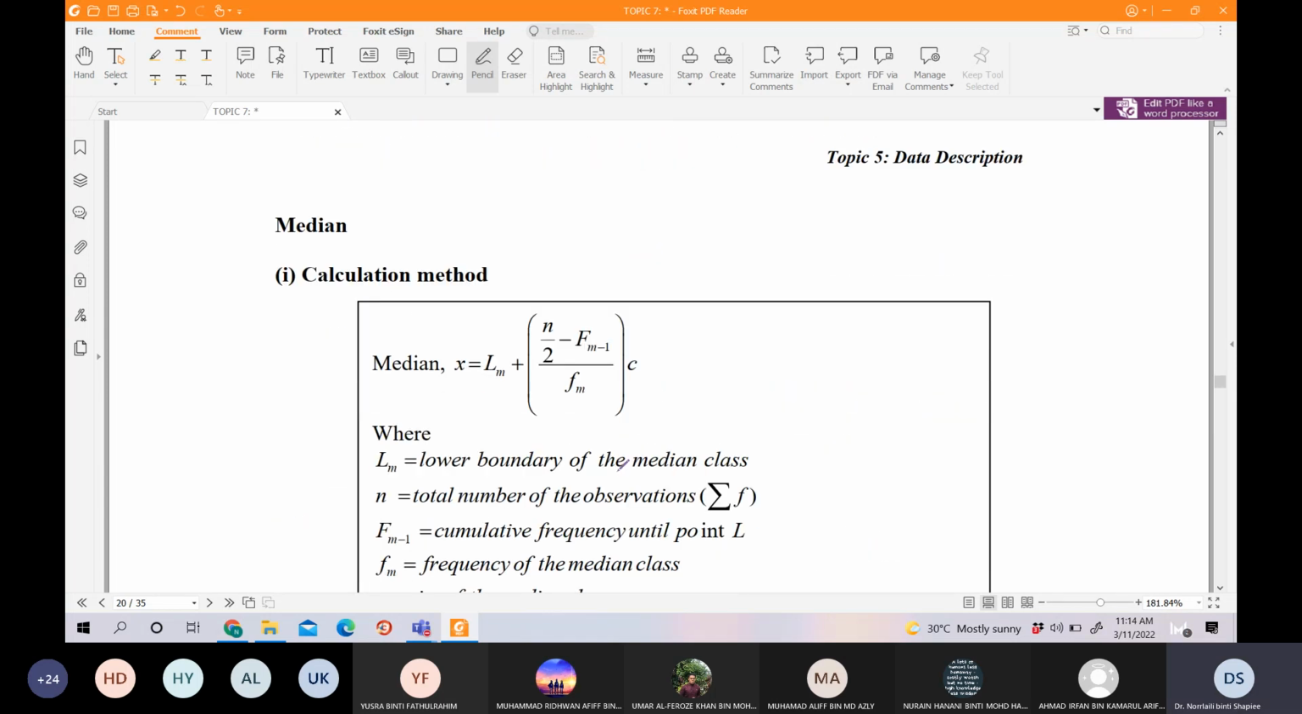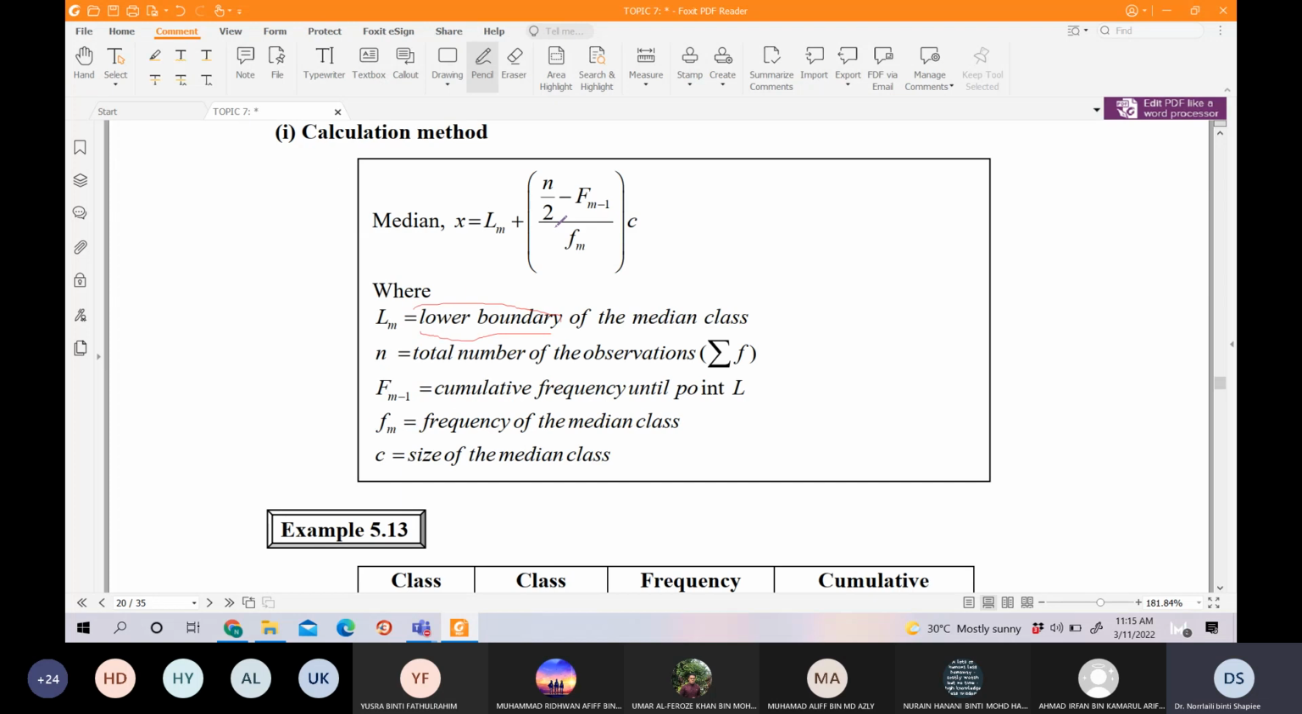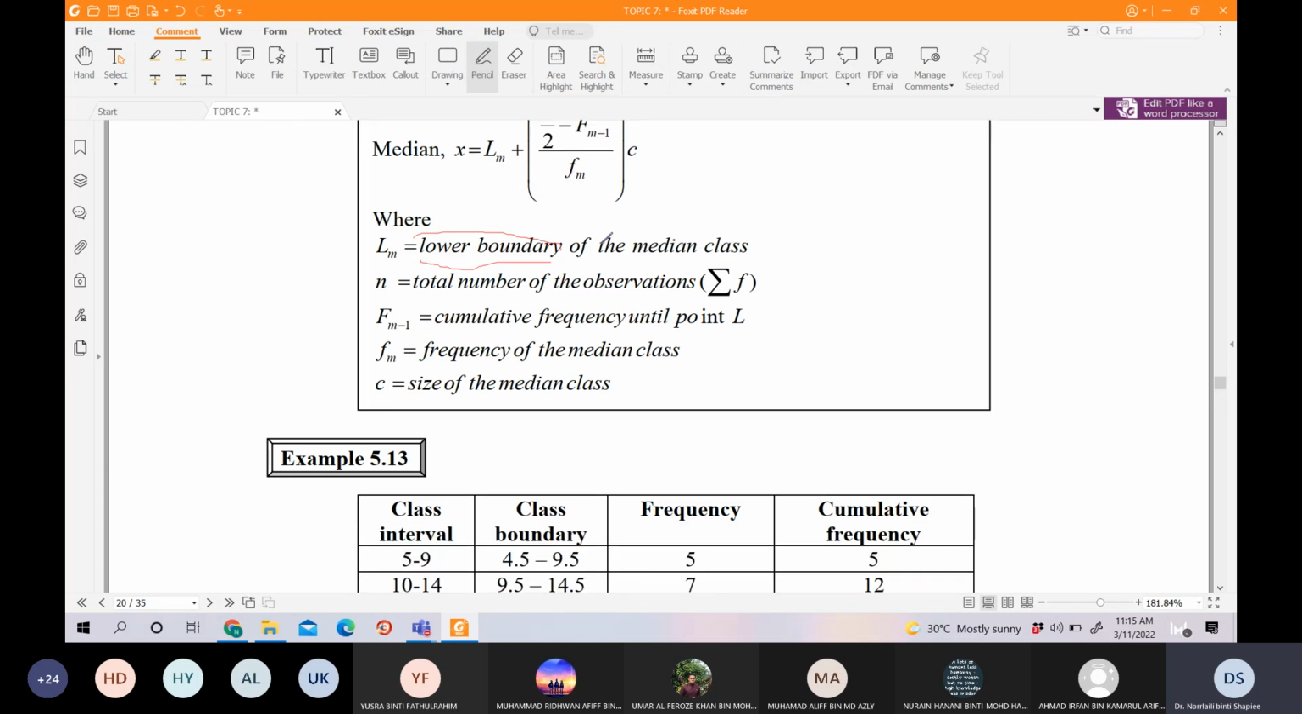Okay, median. For the median, look at here. This one is for the group data to find the median. How do you know there exists a formula for the median in the group data here? Because it consists of lower boundary. We know that the lower boundary exists only in the group data, not in the ungroup data. So this one is the formula for the median. You have to remember, because this formula cannot be given in the exam.